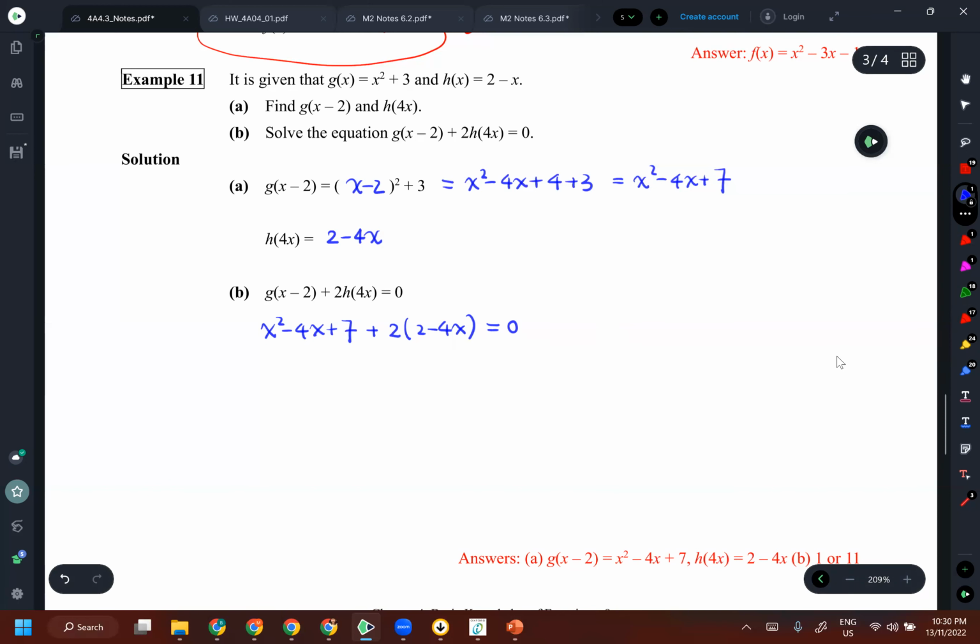To solve the equation, you need to simplify the equation. Further simplify the equation. Factorize the equation. And then you have two roots for the equation.